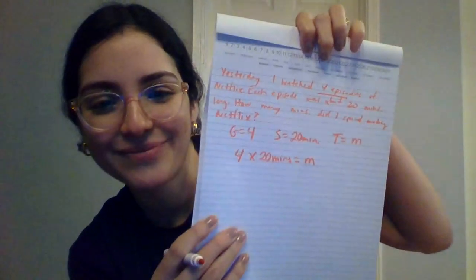Since I do know my groups and my size, and I'm solving for my total, then I'm going to have to multiply. So I'm going to go ahead and write out my multiplication equation. Since we're multiplying, we could use the commutative property and write out either 4 times 20 or 20 times 4, as we already know, because you're also smart, that our product is still going to be the same no matter the order that those are in. So I'm just going to go ahead and write 4 times 20 minutes equals m. There you go.